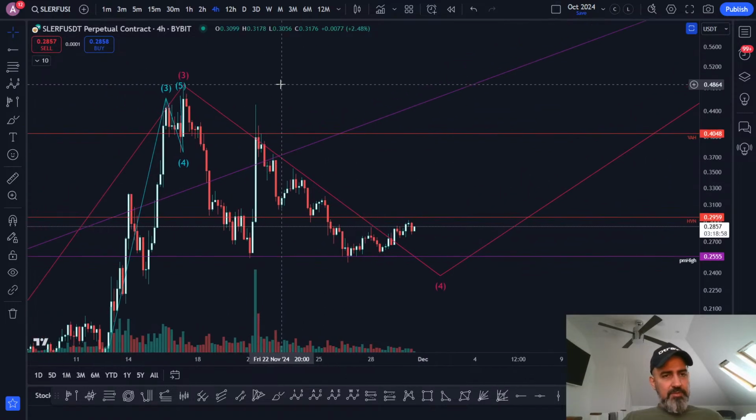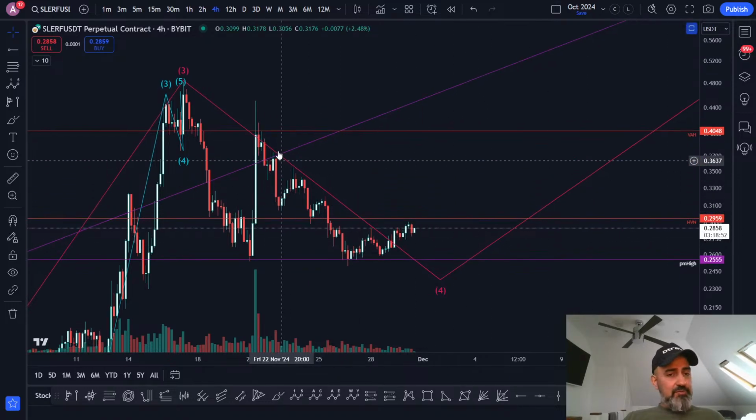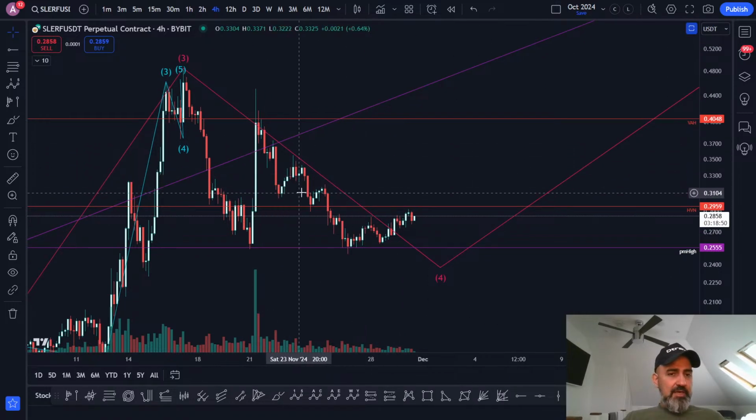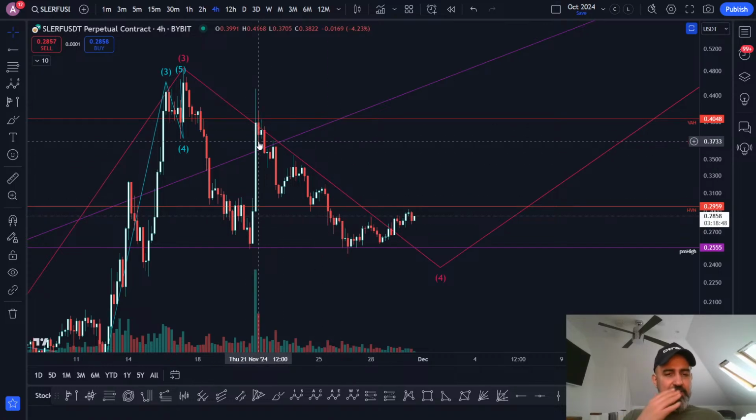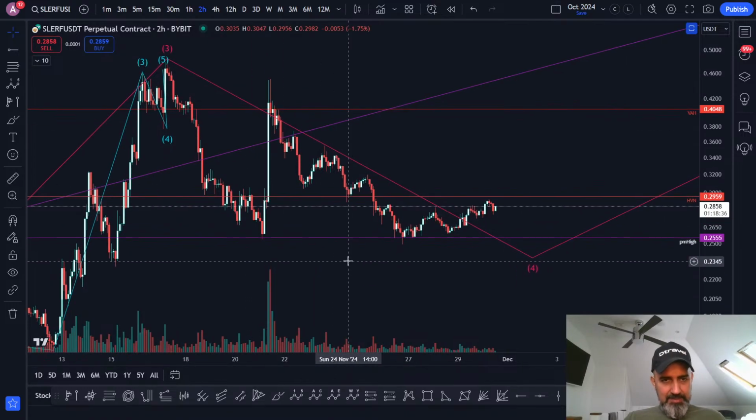Let's see. 2, 3. I'm not sure. I'm really not sure. It's a really bizarre correction. It's just because of this Binance Futures launch. It's really hard, huh? It's not easy at all. It's kind of changed things a little bit, this Binance launch.